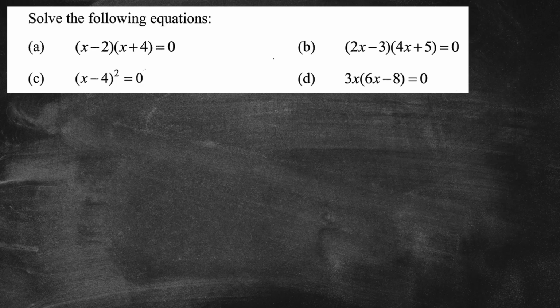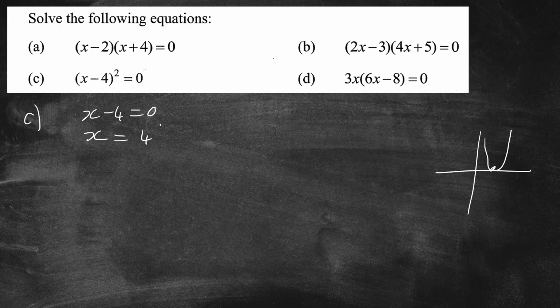Okay, then when you have this, it's the same as x minus 4 written next to each other, so it's going to be the same solution. Basically the graph would just touch the x-axis at the turning point there. So this one, you can basically just do once. We know that the square root of 0 is 0, so if you square root both sides, you'll have x minus 4 equals 0, and then x equals 4. And then the same with d.